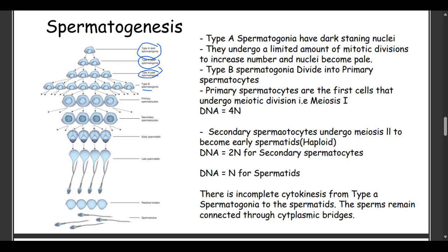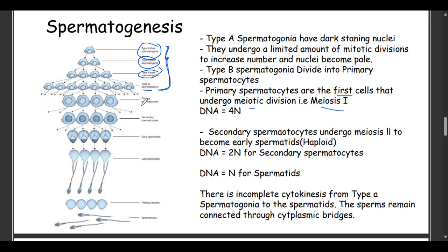Where does reductive division actually occur? It starts at the primary spermatocytes. Okay, so spermatogonia all the way up to here, these cells are just increasing in number. But then the primary spermatocyte starts meiotic division. Okay, so type B spermatogonia divide into primary spermatocytes, and then the primary spermatocytes are the first cells that undergo meiotic division, that is meiosis 1.